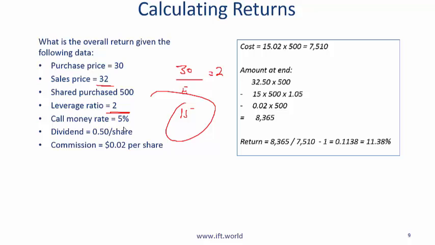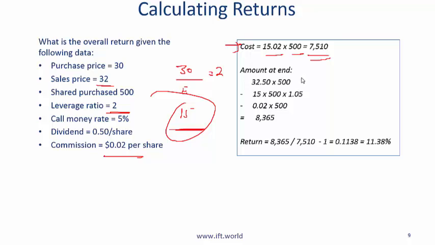The call money rate is 5%. This is the dividend. So to calculate the return, there are different ways of doing this, but I think the simplest method is the following. Figure out how much cost you incurred initially. You incurred, on a per stock basis, you spent 15. We calculated that based on the leverage ratio. And then you are told that the commission is 2 cents per share, which means that on a per share basis, you spend 15.02. For 500 shares, you did that number times 500. So you come up with this.